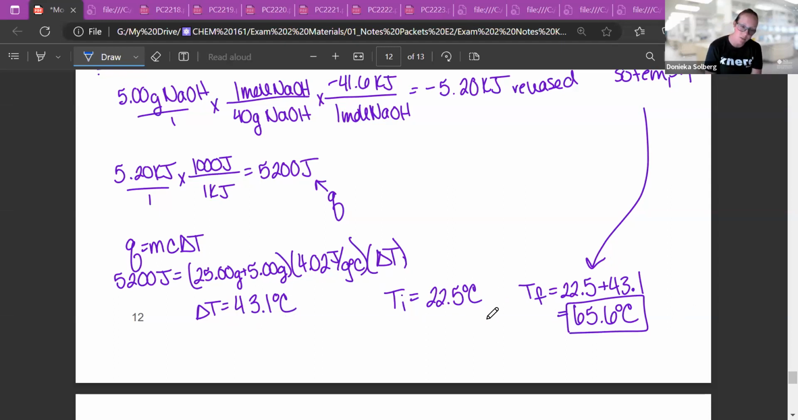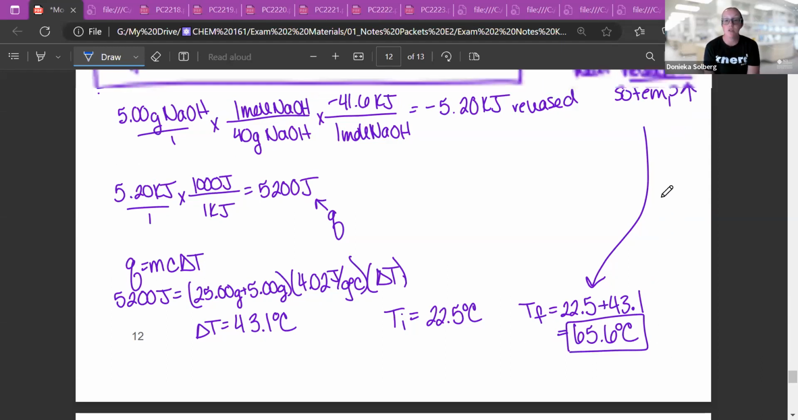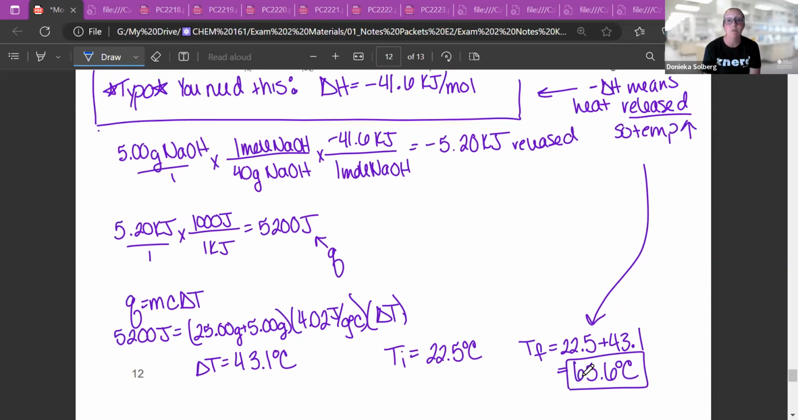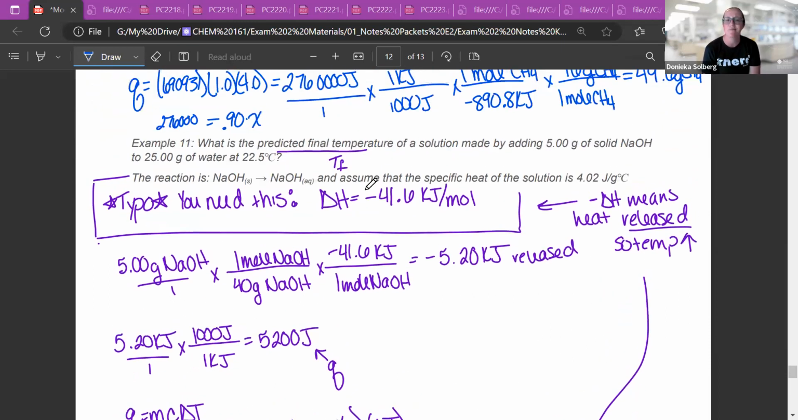So I did my starting temperature plus 43.1 degrees Celsius. I got 65.6 degrees Celsius. So when I dissolved this stuff, it actually gets this hot, and that's pretty hot. So you need to be careful whenever you're making sodium hydroxide solution. So again, make sure your answer makes sense. If you ended up with a lower temperature, well, this is exothermic, so it should get hotter. Think about that before you do your final answer.